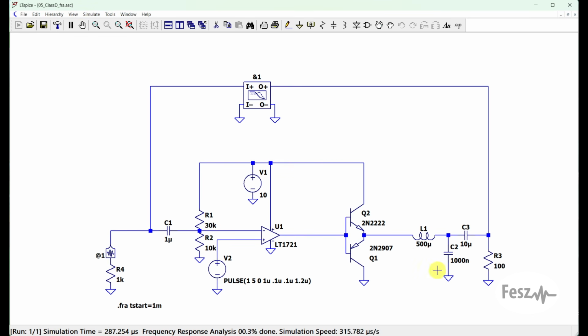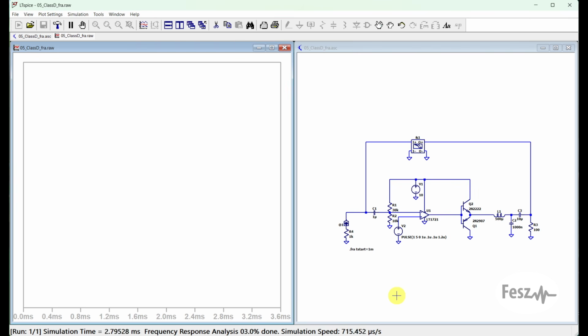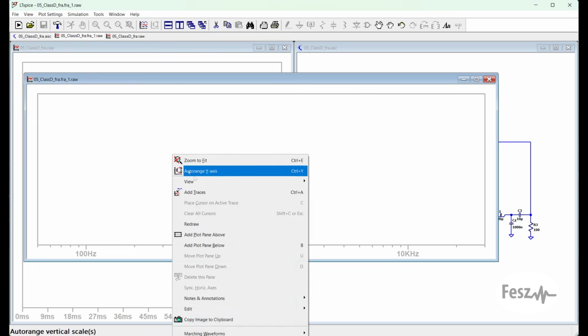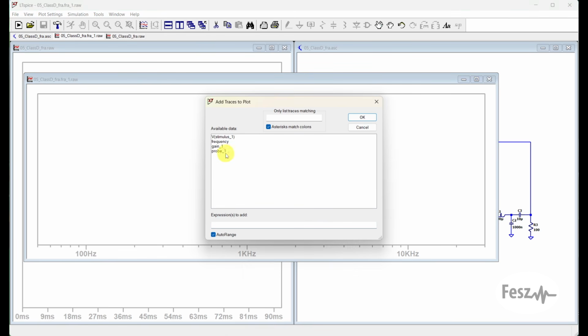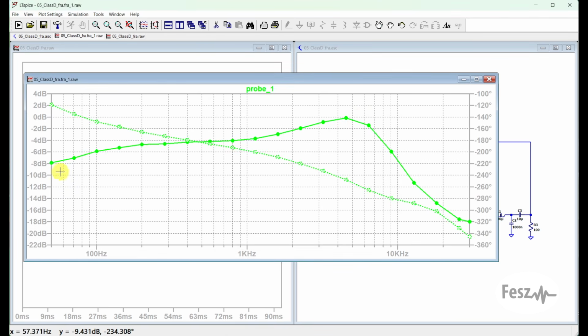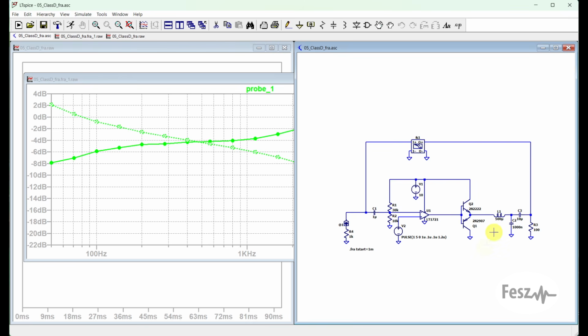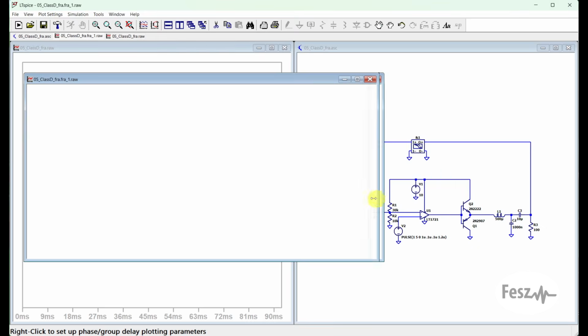So if we run the simulation just to see what happens, and we wait quite a bit for it to finish, and we plot the results the same way as we did before, so we add in the probe 1 trace, we can see our low frequency corner as well as the high frequency one, but we can also see that in between, things aren't really flat. There is a bump, which is not supposed to be there. So this amplifier does need a bit of work before it could be even considered for audio applications. This just will not do.